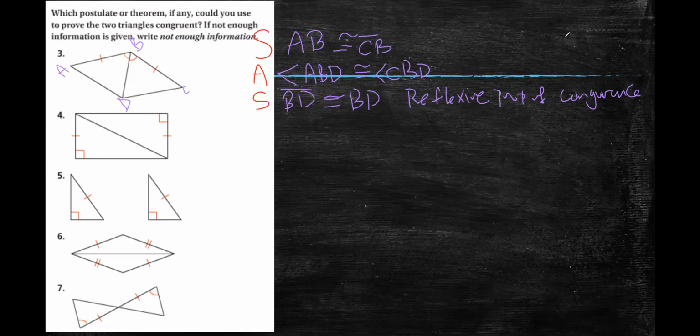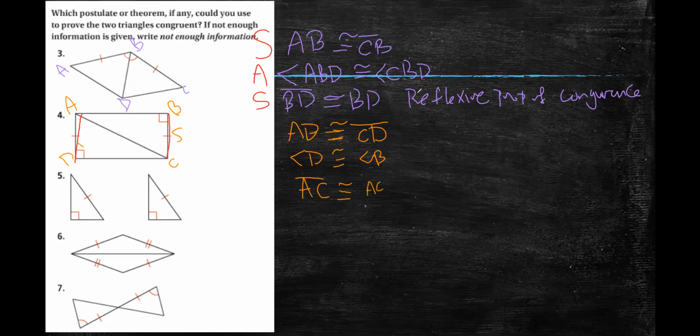In number 4 here, we have sides, let's name them also with A, B, C, D. So AD is congruent with CB, and angle D is congruent with angle B, and AC is a side that is congruent with AC also because of the reflexive property. Here it's given, and here it's given.